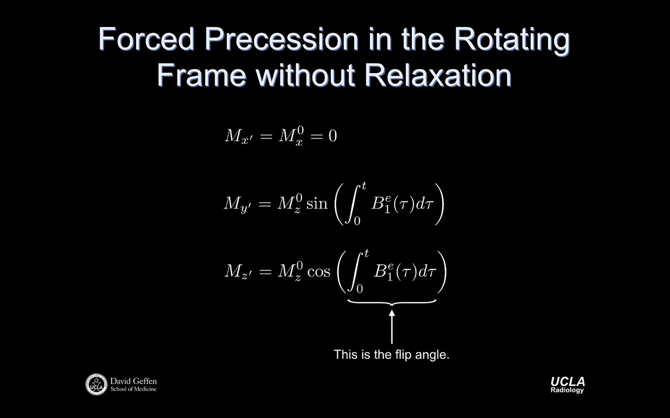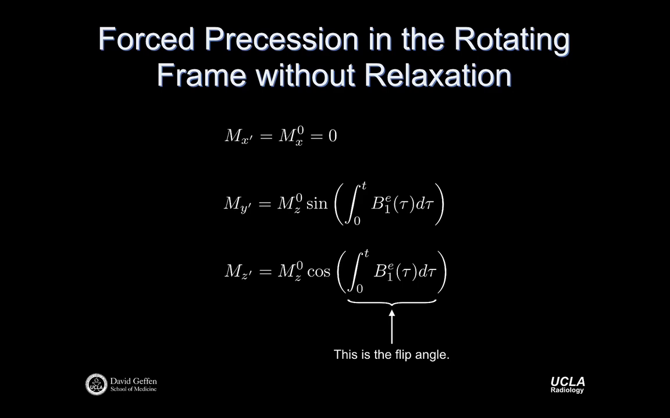And the general answer looked something like this for the specific B1 field that we applied. Nothing was happening to Mx, but our My and Mz were coupled. We decoupled those things and you end up with these expressions. And what it looks like is it has some initial magnitude of the magnetization, Mz zero, however much you're starting with, what we call the initial condition.